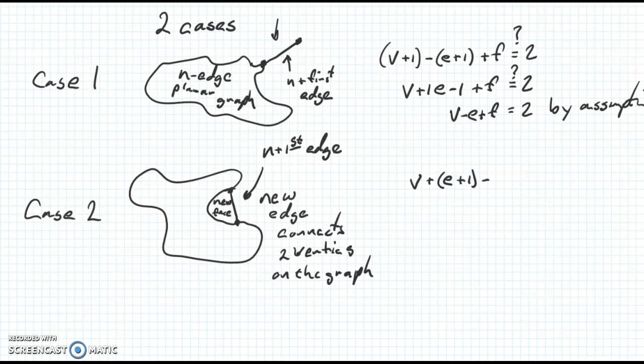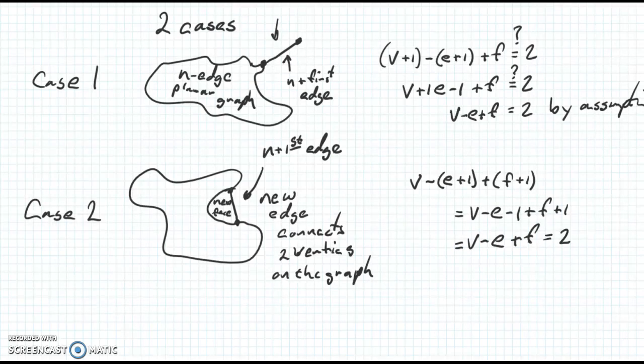The number of faces did change because I've added a face. Darn it, I put the minus in the wrong spot again. So I've got minus here, plus here. I've added one face and one edge. Of course, this reduces to, well, I've got vertices minus edges minus 1 plus faces plus 1. Those cancel, so I get vertices minus edges plus faces, which by assumption was 2.